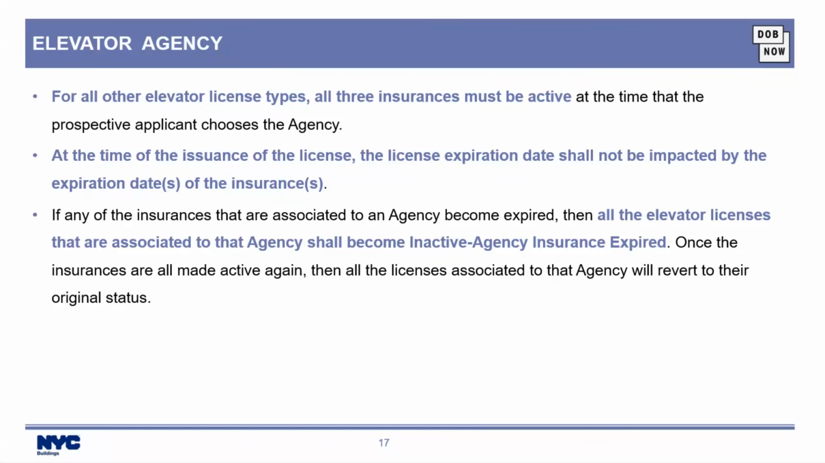However, if any of the insurances that are associated to an agency become expired, then every single license associated to that agency moves into a status called inactive. Once the insurances are made active again, then the licenses will revert to their original status. So it's important that insurance information gets updated promptly.